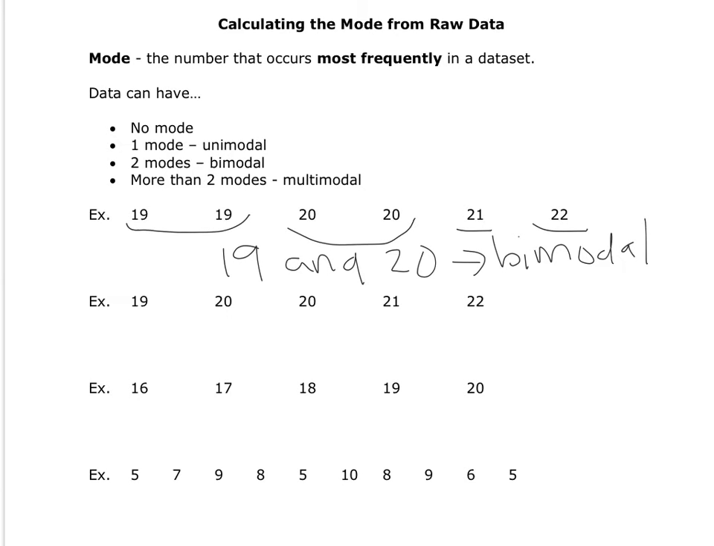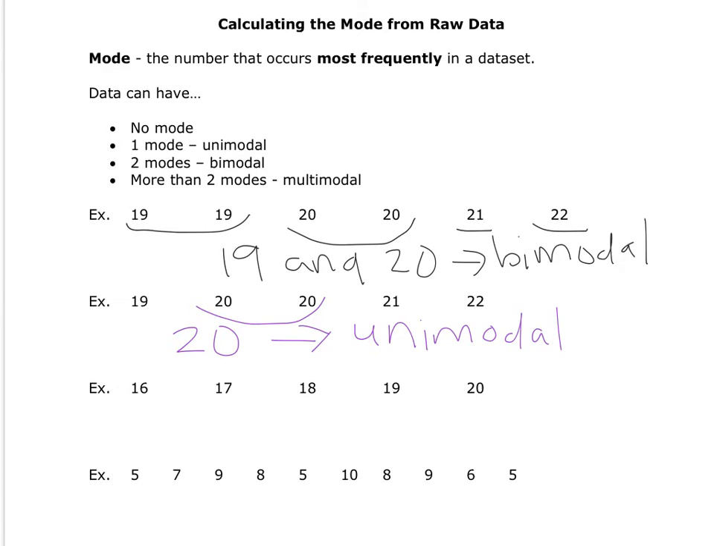Okay. What do you think about this next one? 19, 20, 20, 21, 22. So 20 occurs twice, everything else occurs once. So my mode is 20. Since there's one mode, we call that unimodal.